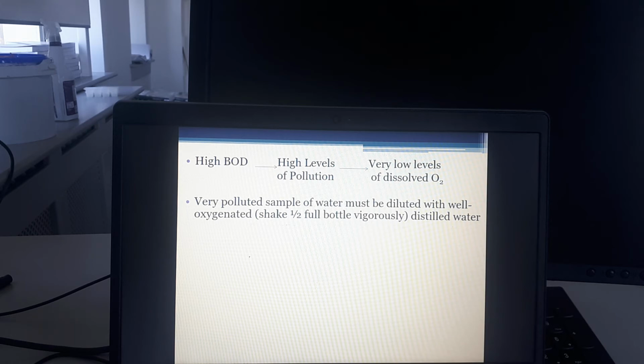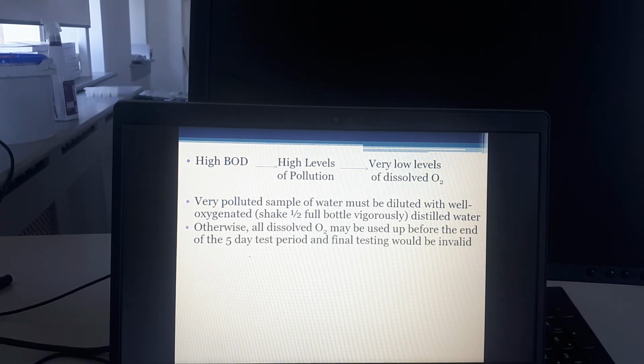We're kind of getting onto the experiment here now, and it's called a Winkler titration, Winkler, and that's used to determine the amount of dissolved oxygen and BOD in our sample. If we do have a very polluted sample of water, we must dilute it with well-oxygenated distilled water, okay? What you'd generally do is you'd fill half of it with your water sample and then the other half with this well-oxygenated distilled water. How you make it well-oxygenated is you'd shake it vigorously.